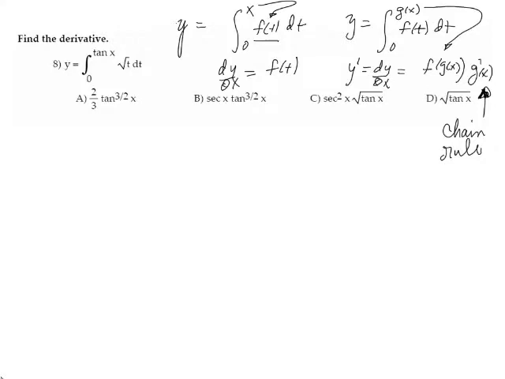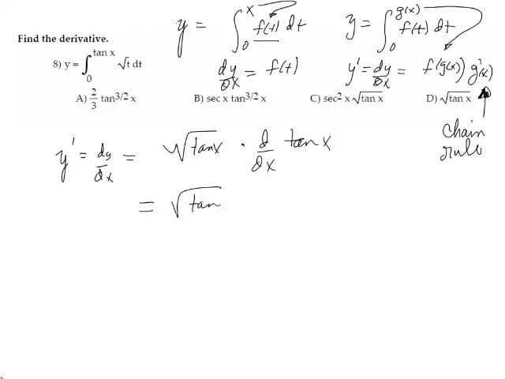So let's do this. Y prime equal dy/dx equals the square root of the tangent of x times d/dx of tangent of x. So that's the square root of tangent of x. The derivative of tangent of x is equal to secant squared of x. So that is answer C.